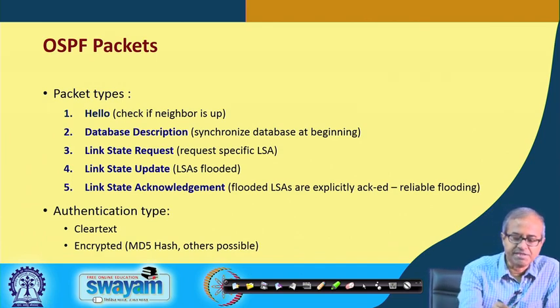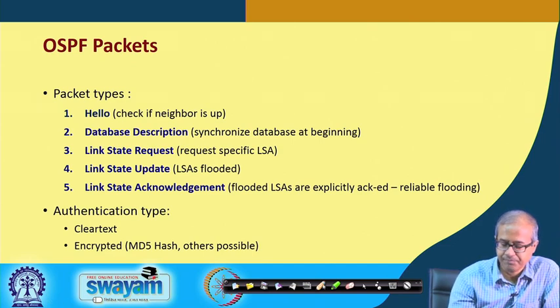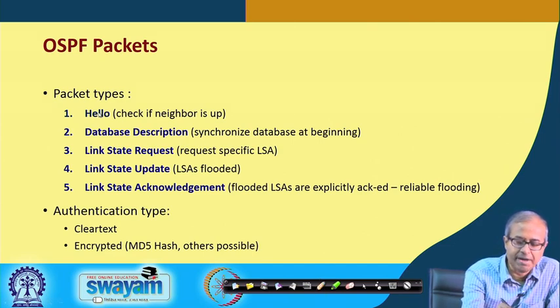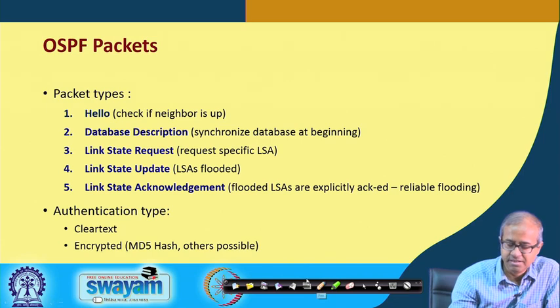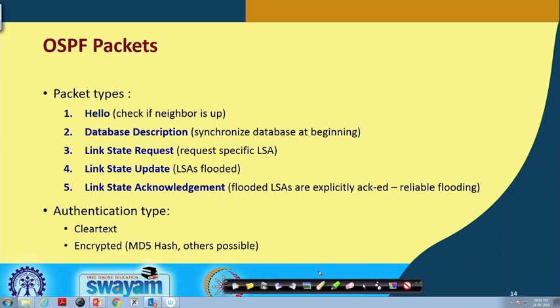Now, packet types. Here I am summarizing the different types of packets, some of them I have already mentioned. There is the hello packet I have already mentioned. It actually says whether a neighbor is up and running or not. Database description: this is used at the beginning, just initially when the network is up, a database description packet is sent to synchronize the database of all the routers.